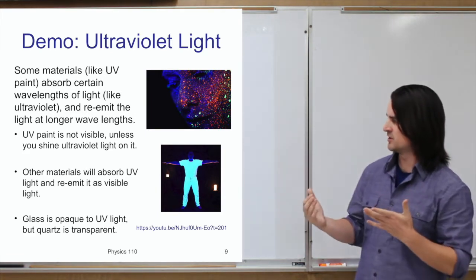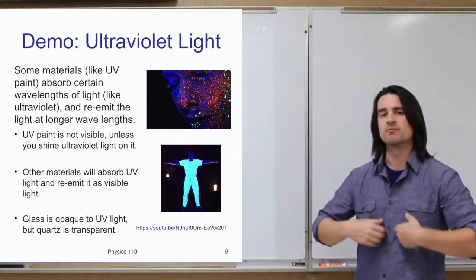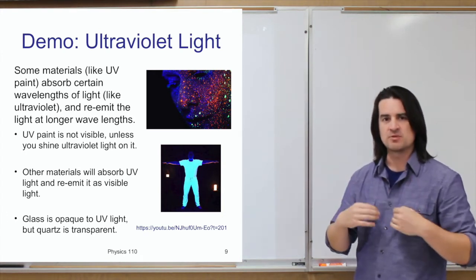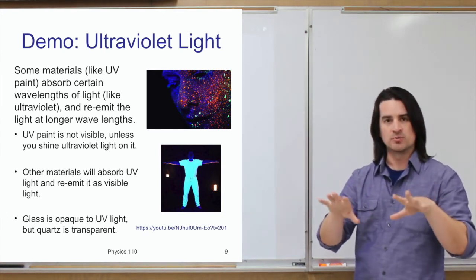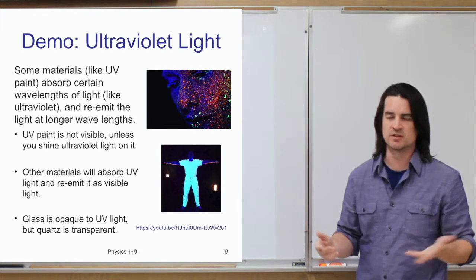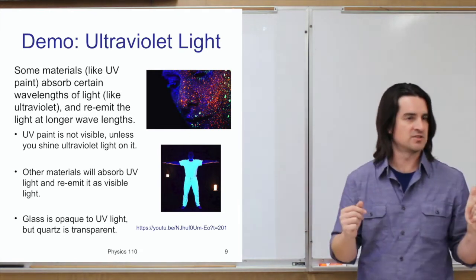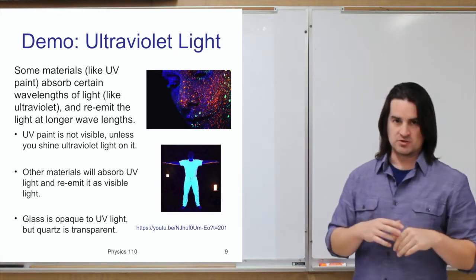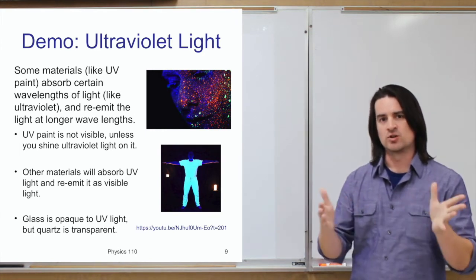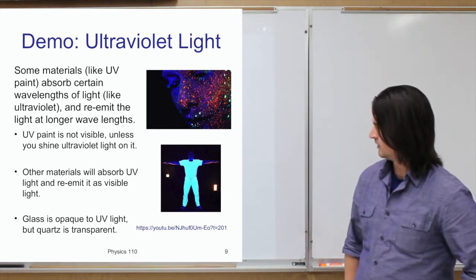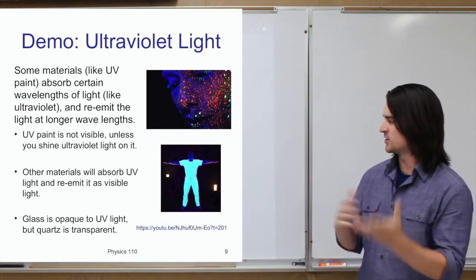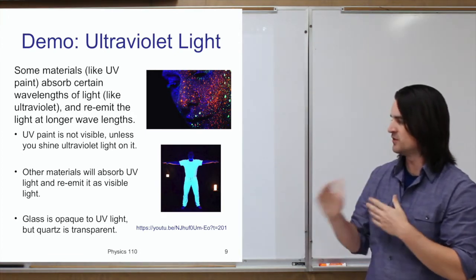And it turns out other materials will absorb ultraviolet light, and then instead of reflecting or re-emitting the same ultraviolet light, it will absorb it, take in some of the energy and re-emit at a longer wavelength, so it's visible again. So that's why things like white clothes will glow in ultraviolet light. If you have black lights, then you probably notice that bright colors will glow because they're absorbing ultraviolet light and re-emitting that at a longer wavelength in the visible spectrum.